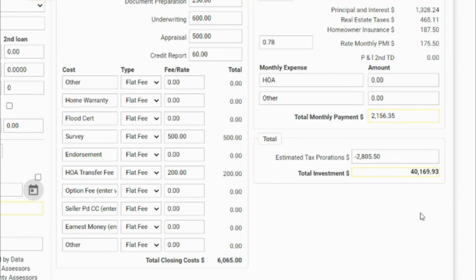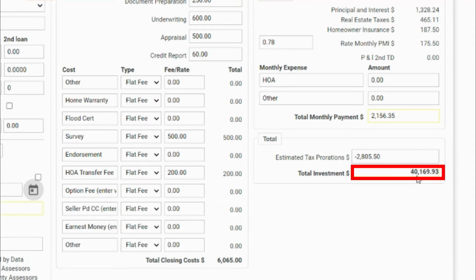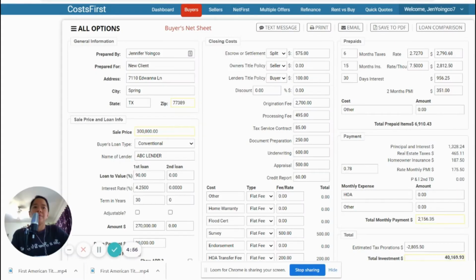And for your total investment, cash to close, meaning the amount that you'll be bringing to the closing table, is around $40,169.93. Okay, now we're done with that. At least you have an idea of how much you'll be paying monthly, and at the same time, how much investment you'll be bringing to the table once it's closing day.